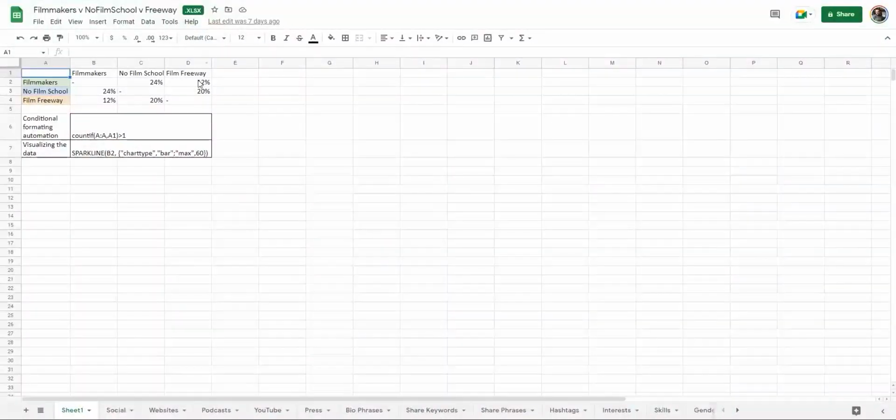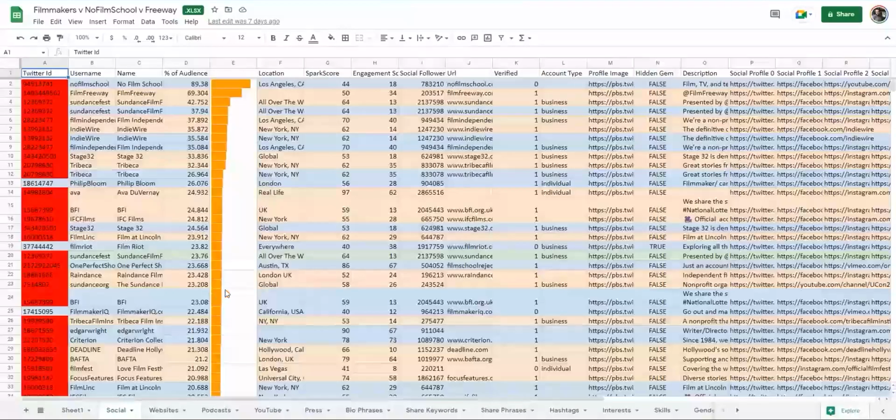So here is one research I was doing about filmmakers, trying to understand the overlap between No Film School, the website, Film Freeway, and people who are interested in filmmaking or call themselves filmmakers. What I'm trying to do here is find this overlap. So I see that I have 24% overlap between No Film School and filmmakers, or a 12% overlap between Film Freeway and filmmakers. I have some formulas here I can share with you that will help you organize the data pretty fast. This is what it looks like when I combine it.